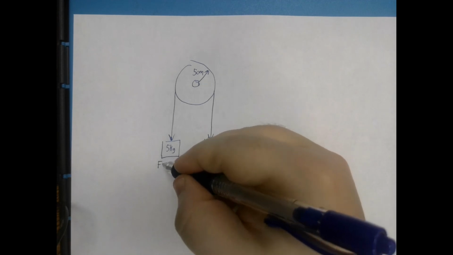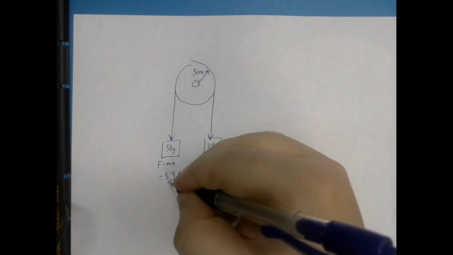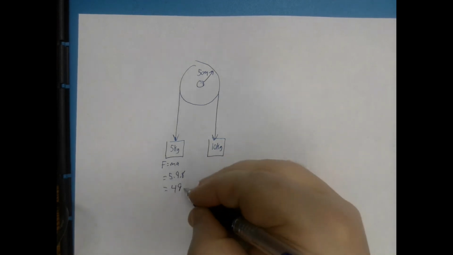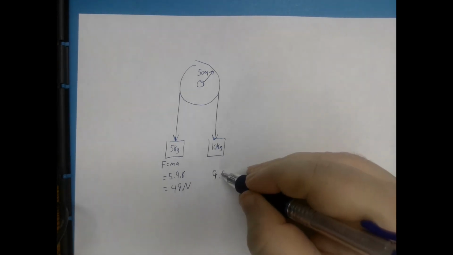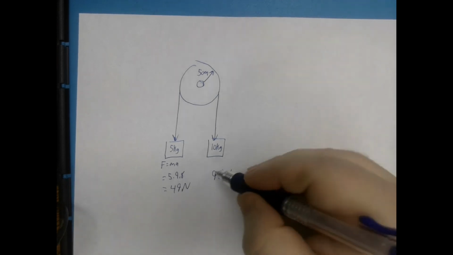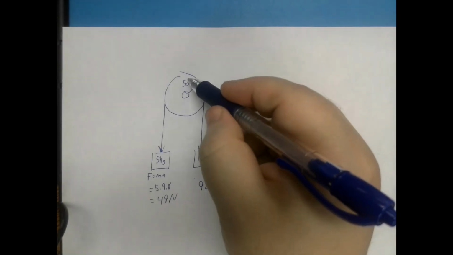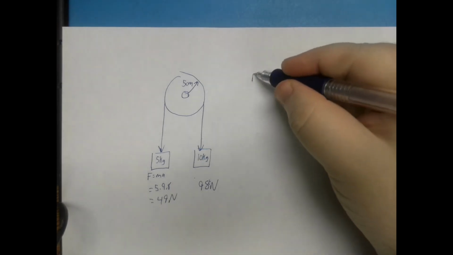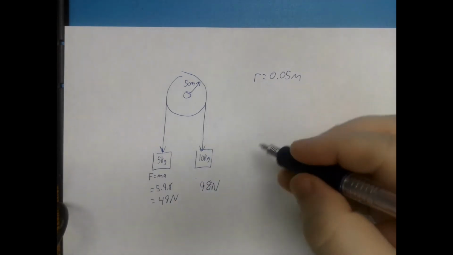So force, or the weight of it, is mass times acceleration. So the mass is 5 times 9.8, which is 49 newtons, and then this is 98 newtons. We also need to convert centimeters. So what is 5 centimeters equal to? 0.05 meters.